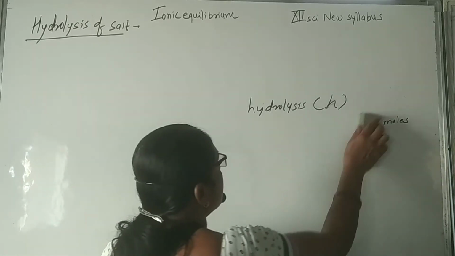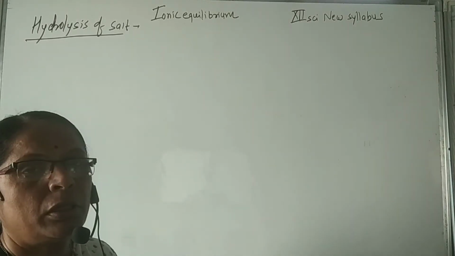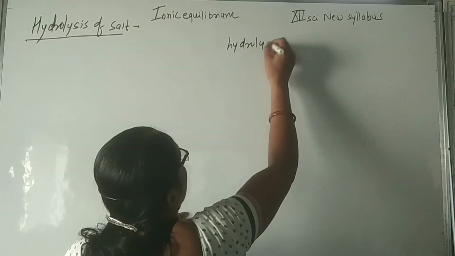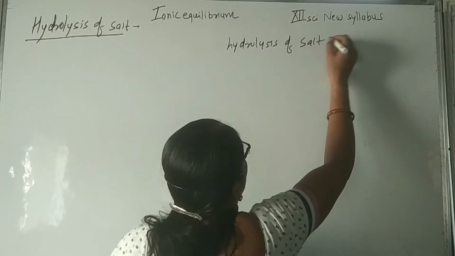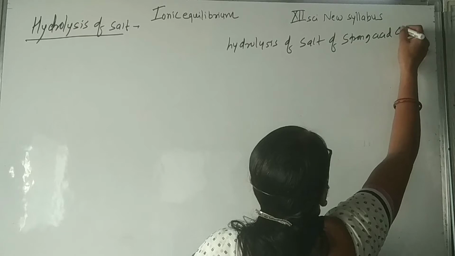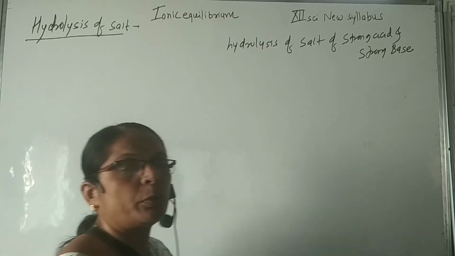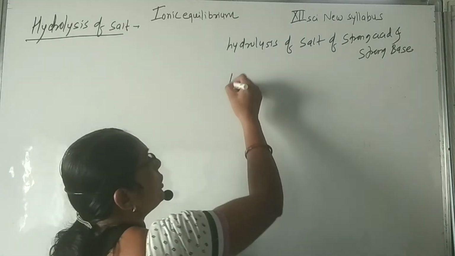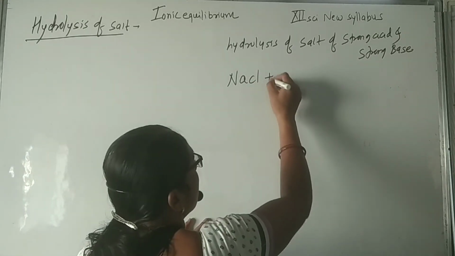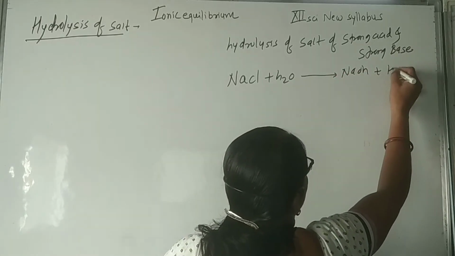Okay. Now we are considering various examples for the hydrolysis of salts. First, consider the hydrolysis of the salt of a strong acid and a strong base. For this I use a salt of a strong acid and a strong base, that is NaCl. So NaCl when reacted with water, what happens? It gives NaOH and HCl.